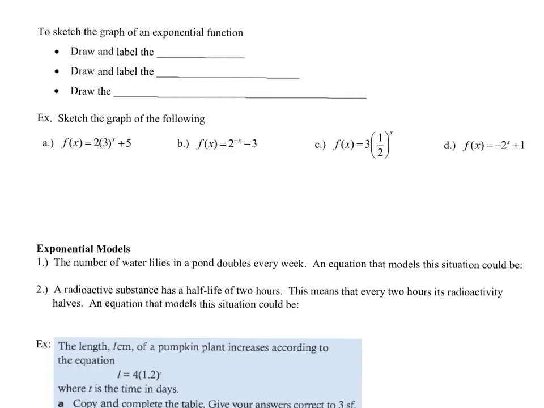All right, so let's get some practice sketching the graphs of some exponential functions. But before we do, let's make a list of what would be required if you're asked to sketch an exponential function. First of all, you need to draw and label the axes. Make sure we know the x-axis and the y-axis. Secondly, we're going to draw and label the y-intercept. So we'll know what that is. And lastly, draw the horizontal asymptote. So we'll start with the y-intercept and the horizontal asymptote, and then we'll just use our knowledge of the general shape of an exponential function to sketch it.